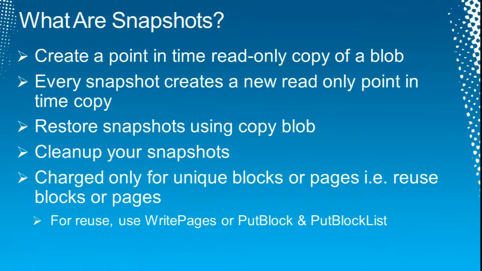And when you want to go back to a particular version, you can always copy that snapshot as a blob and revert it. You can basically copy it over your previous blob and say, hey, I want to revert back to a previous version. So that's what a snapshot gives you. You can think of a snapshot as versioning. You need to clean up your snapshots. There's no limit on how many snapshots you have at this time. So you need to clean up your snapshots.